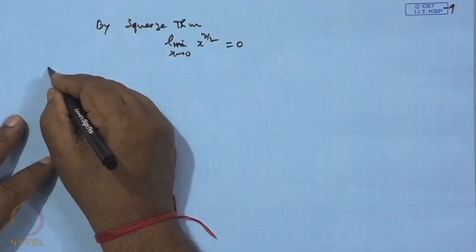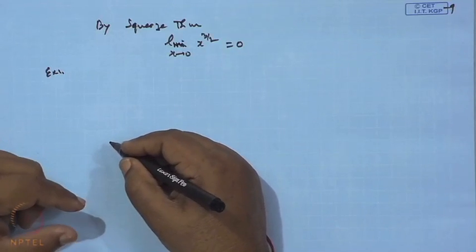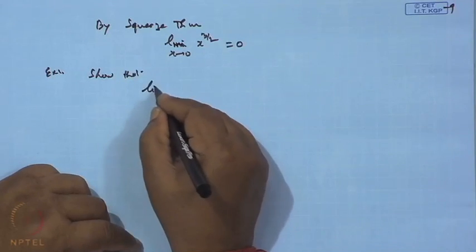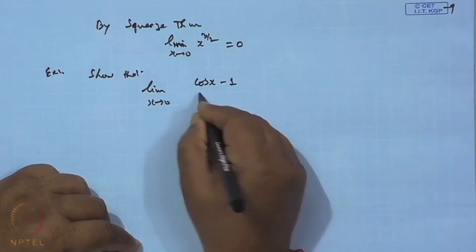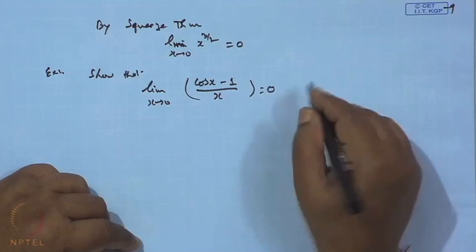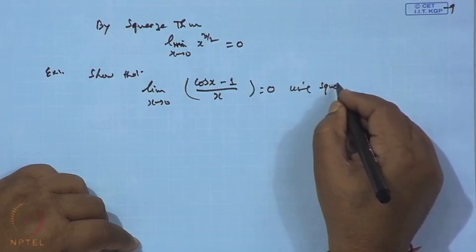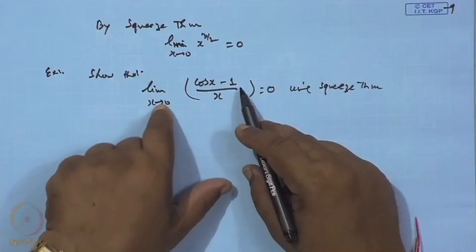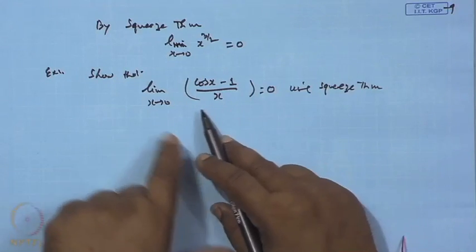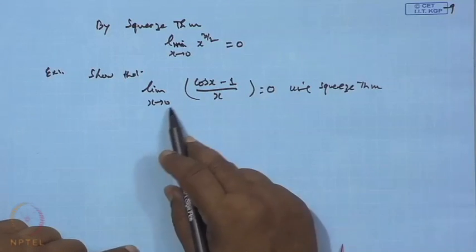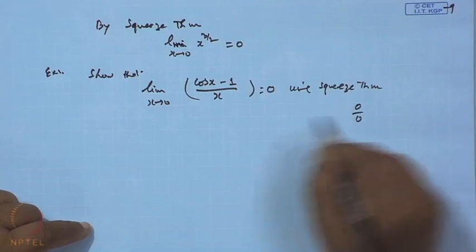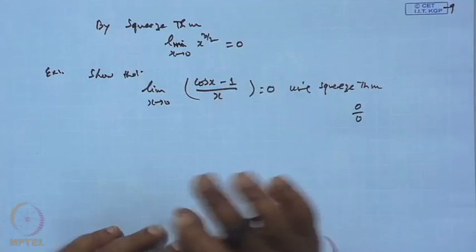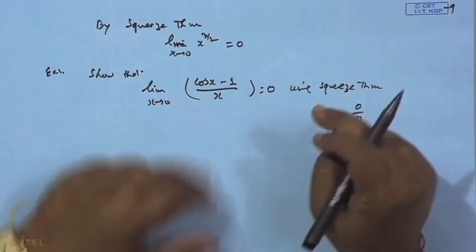Similarly, second example, suppose I say prove that the limit as x tends to 0 of (cosine x minus 1) by x is 0 using the squeeze theorem. Now, here we cannot use the p(x) by q(x) form. Why? Because q(x) is 0, p(x) is also 0. So, basically when you substitute x is 0, it comes out to be the 0 over 0 form. So, we cannot apply the earlier previous result, that if the limit of f(x) is L, the limit of g(x) is M, then the limit of f by g is L by M. This we cannot use. So, let us use the squeeze theorem.